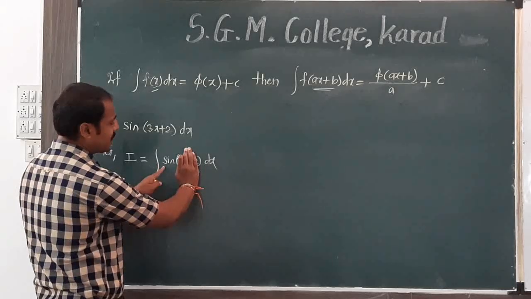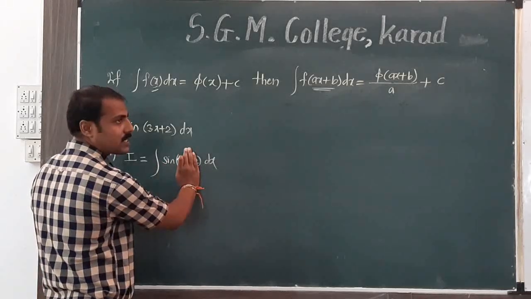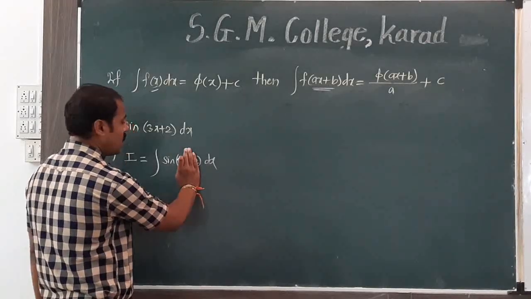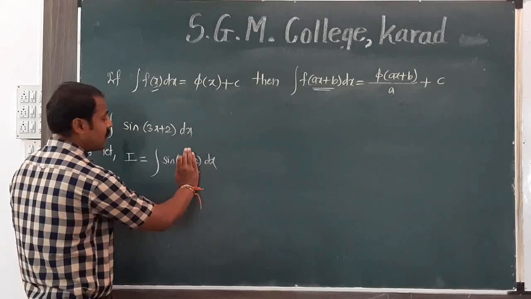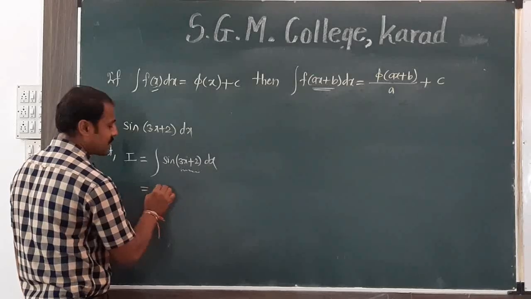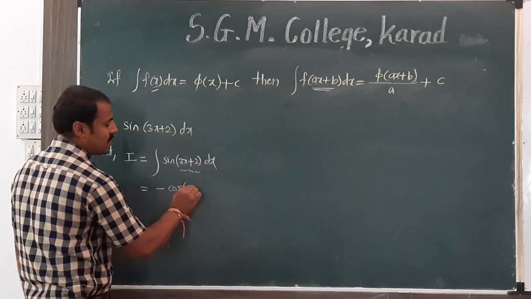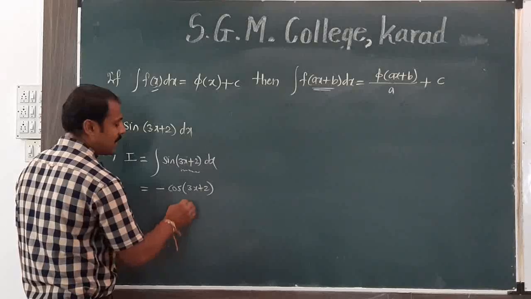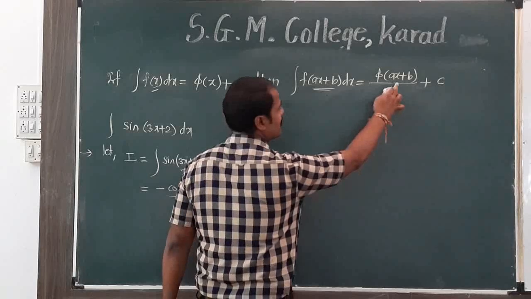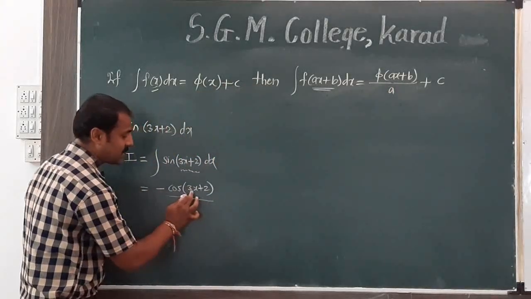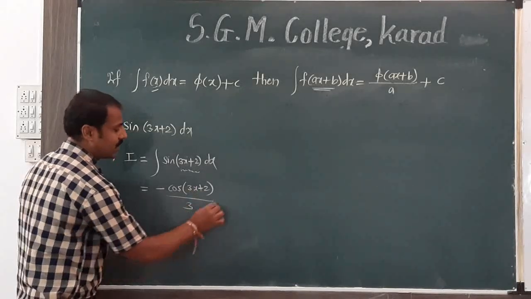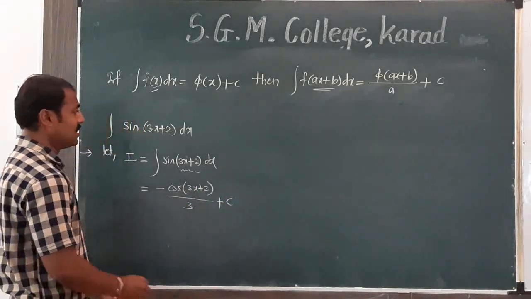So we get sin x. Integration of sin x is what? It is minus cos x. So integration of sin of 3x plus 2 is minus cos of 3x plus 2 divided by the coefficient of that linear equation. Here the coefficient of x is 3. So divide by 3 plus constant of integration c.